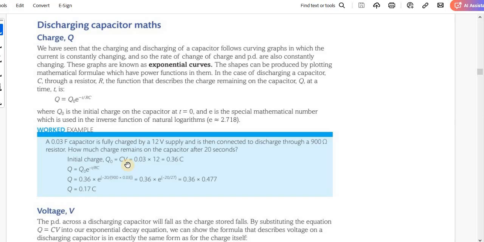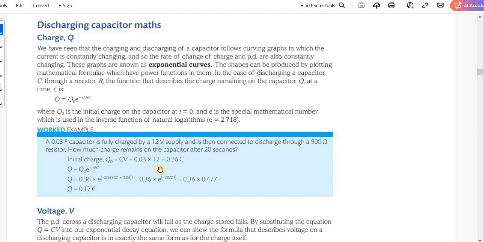V naught is the initial potential difference across the capacitor, that is when it is fully charged, so that is 12 volts. Instead of writing it like this, they should have written Q naught is equal to C V naught. Now C is a constant for the capacitor, so C also they have given, 0.03 farads. Substitute, then you get this.